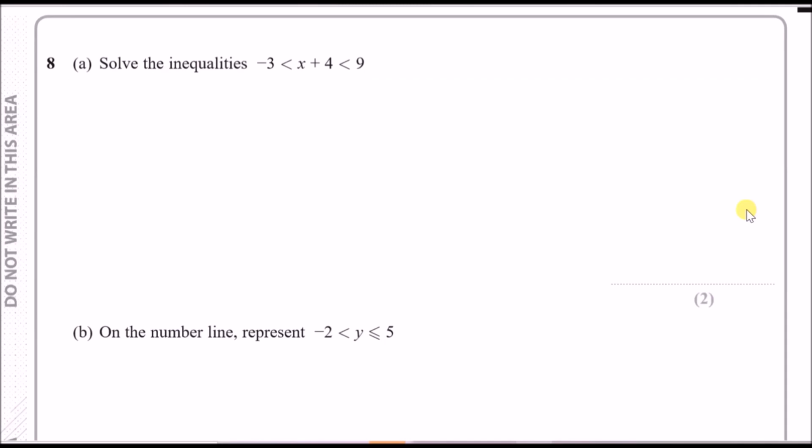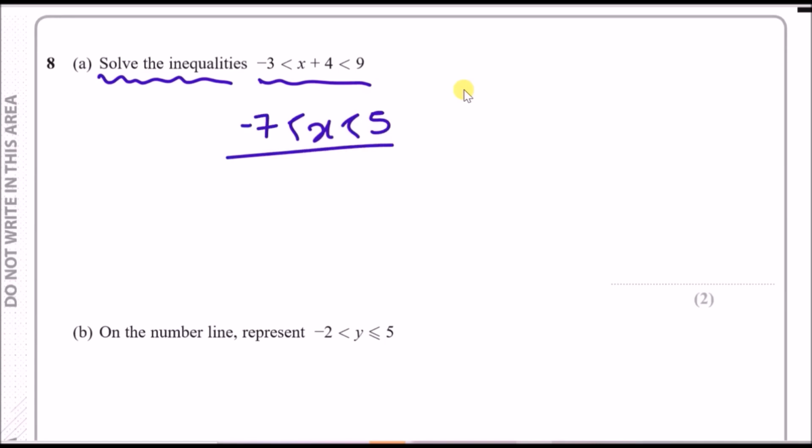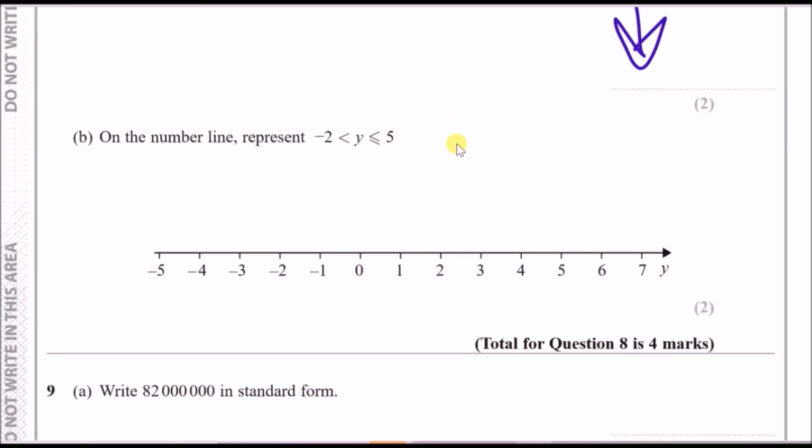Number 8. All right, so solve the inequality. All right, not too bad. To solve literally any single type of equation or inequality, you always got to make x a subject. And well, the only way to remove this is to subtract 4 on both sides, okay? That's how you get rid of plus 4. And doing so, you'll be left with x in the middle. Now subtracting 4 across, 9 take away 4 is 5, minus 3 take away 4 is minus 7. And that's it, guys. Literally 2 marks for that bit.